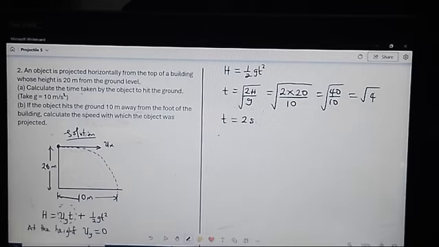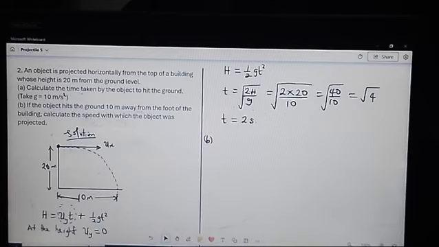So for the B part, the object hits the ground 10 meters away from the foot of the building. So it means the horizontal distance covered is 10 meters. We should calculate the speed with which the object was projected. Remember, the object was projected horizontally. So the speed we are looking for in this particular problem is the horizontal speed.